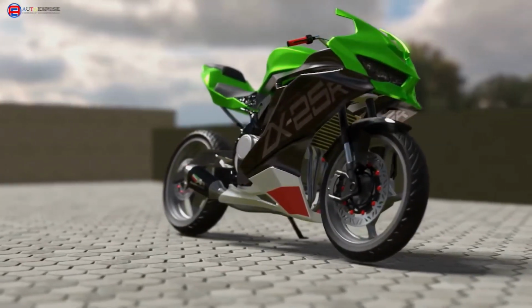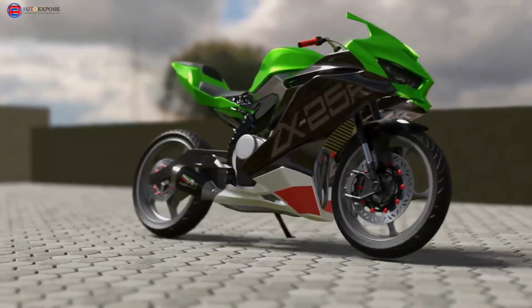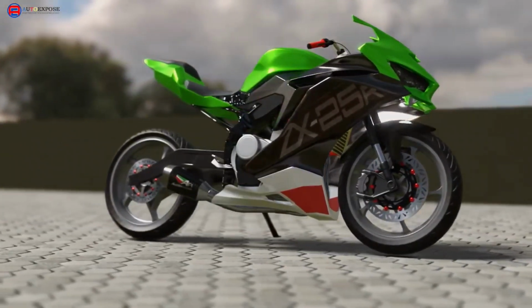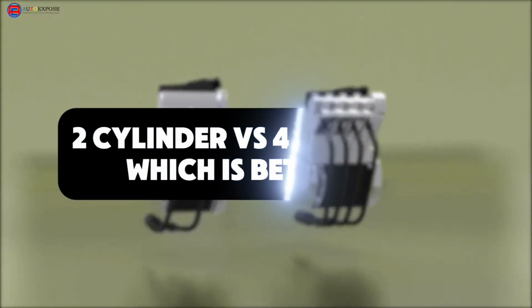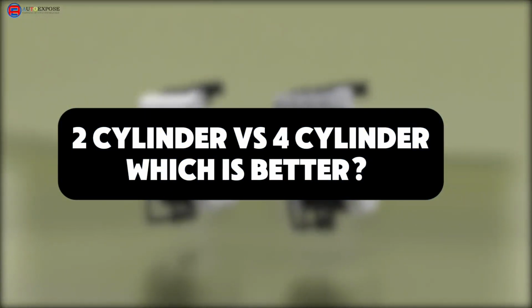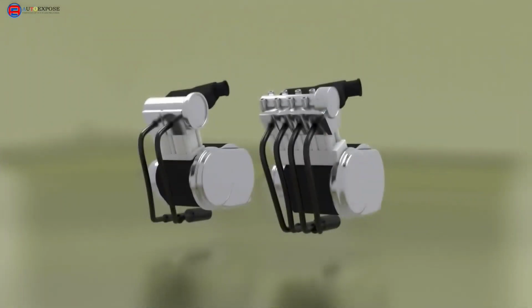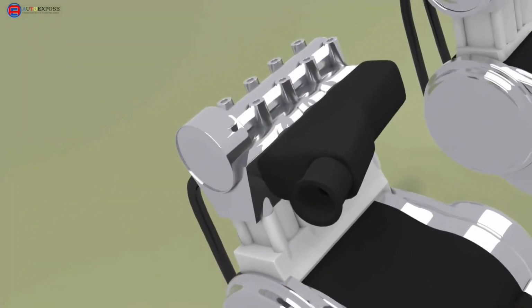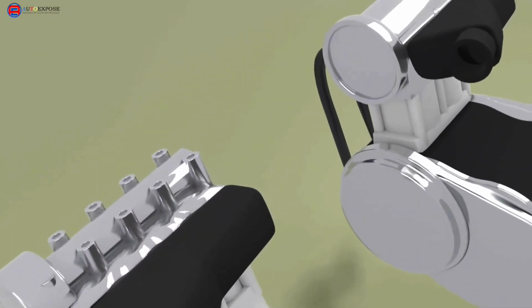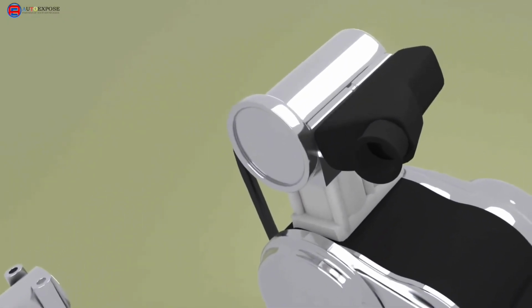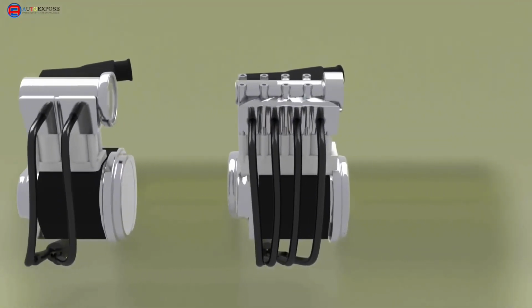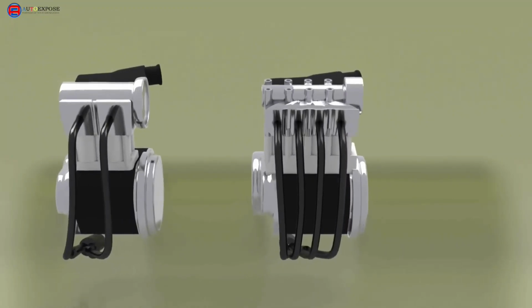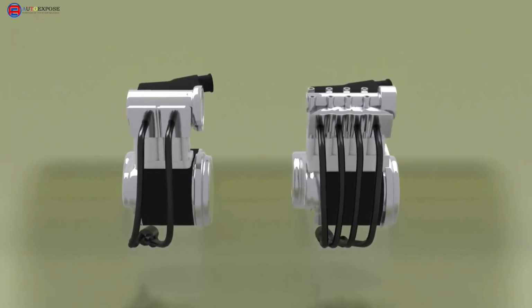This time, we will discuss the differences between engines with different numbers of cylinders. With the same engine capacity, what is the difference between one cylinder, two cylinders, and four cylinders? Which is better? Let's discuss. If we talk about which is better, actually, each type of engine has its own characteristics. So, engines with few cylinders and engines with many cylinders have their own advantages and disadvantages. To make it clearer, let's discuss it in detail through this animation.